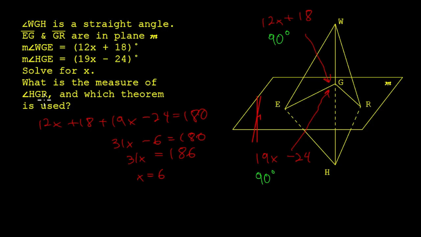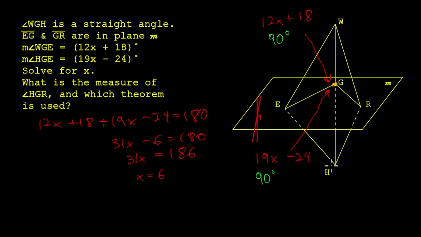What is the measure of angle HGR and which theorem is used? We will come over this way and do this in orange. You'll notice that WH passes through plane M at G, so that is the foot of WH through plane M, and then EG goes through G and RG goes through G. So remember the line plane foot theorem.